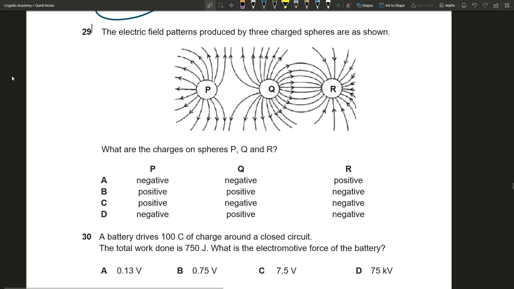Here we are given the electric field patterns, and we are asked what the charges are, positive or negative. So very easy, just take P, look at the lines. Are they traveling outwards, away, or towards the charge? If they're traveling away, it's positive. So P is positive, Q is positive, R is negative, and as fast as that, we get our answer B.